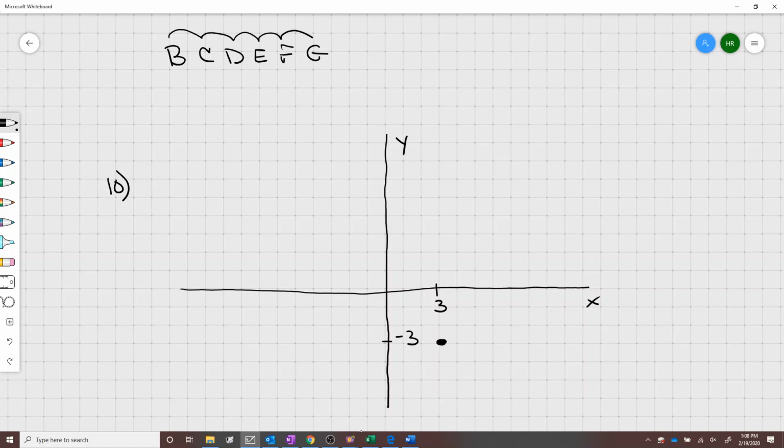First across the line y equals 5. So here's y equals 5.